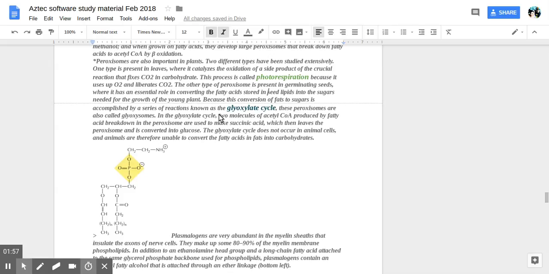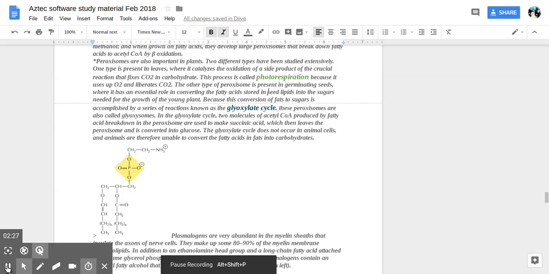The glyoxylate cycle, which is what I just described, the conversion of fatty acids to glucose, does not occur in animal cells, only in plants. So, therefore, animal cells are not able to convert fatty acids into carbohydrates. Only plants are. So in leaves, for example, this occurs. In the germination of seeds, the lipids in the seeds are converted into sugars so the young plant can sprout.